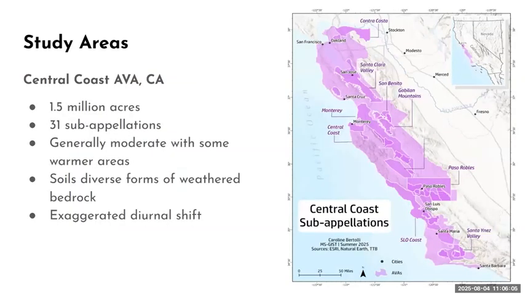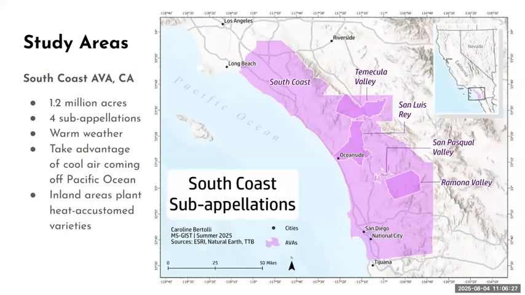The Central Coast AVA covers 31 sub-AVAs with a moderate to warm climate. It experiences exaggerated diurnal shifts, which are the difference between daytime and nighttime temperatures. Chardonnay accounts for more than half of the grapes grown in the area, which grows best in regions 1A, 1B, and 2. The South Coast only overlaps 4 other AVAs. It is characterized by warm weather, but areas near the coast take advantage of the cool air coming off of the Pacific Ocean by planting varietals like Chardonnay. Inland areas plant heat-accustomed varieties such as Zinfandel.